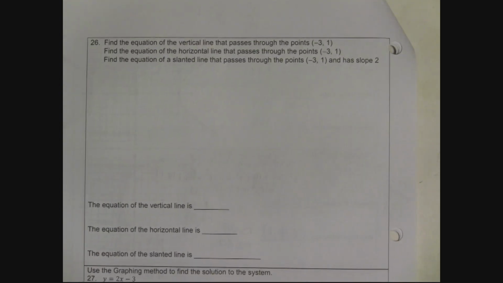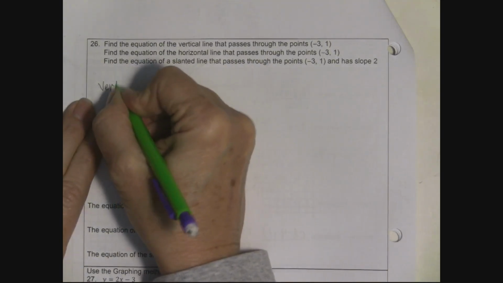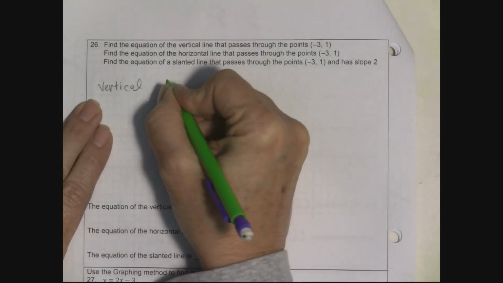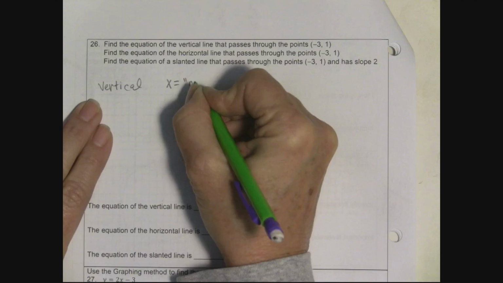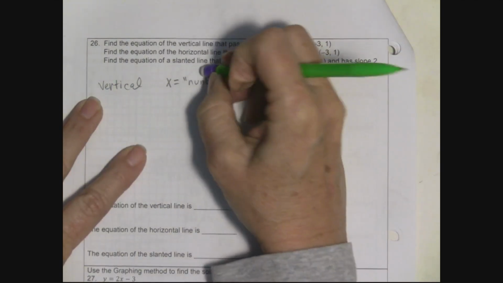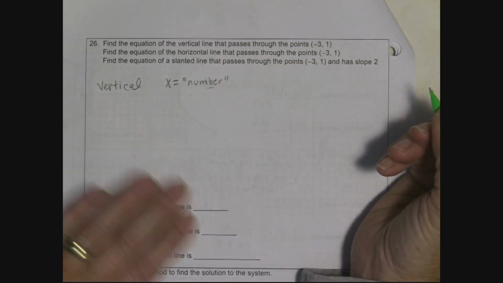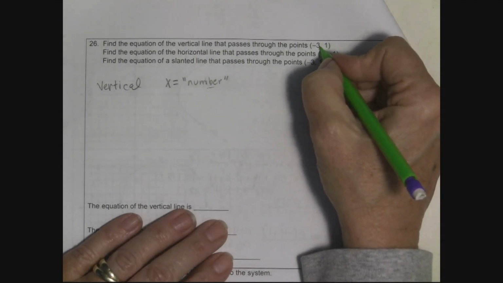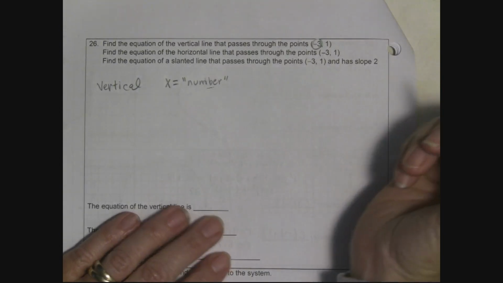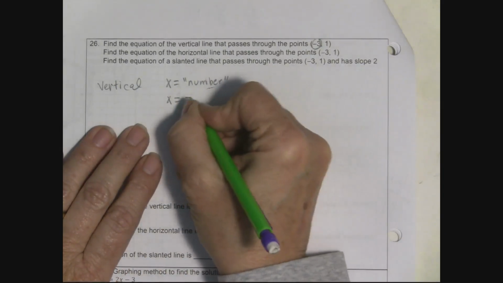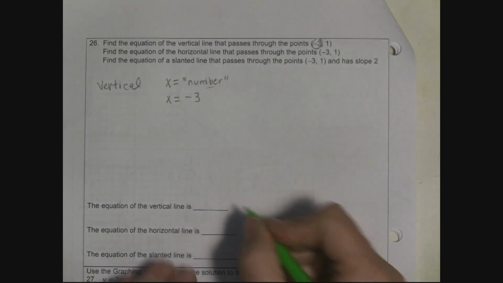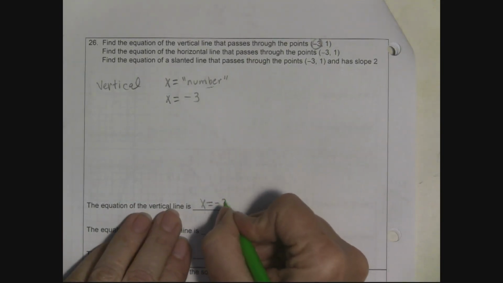Okay. It says find the equation of a vertical line that passes through the point (-3, 1). So the equation of a vertical line is x equals a number. And you just got to go figure out what that number is. So you just go right here. There's the x, it's negative 3. X equals negative 3 is the equation of the vertical line. So it told us what x was.